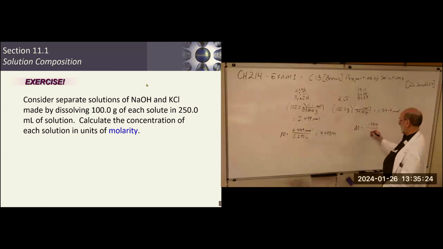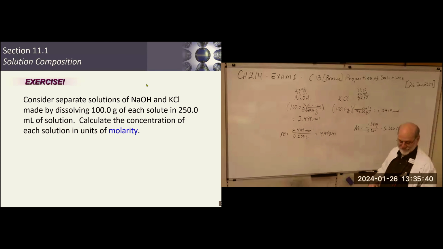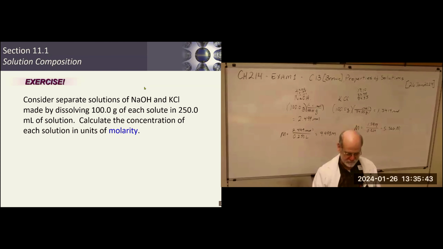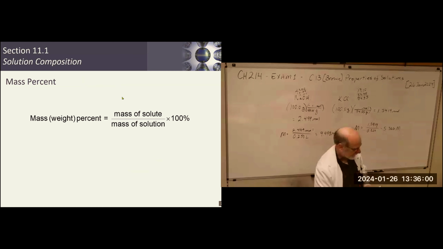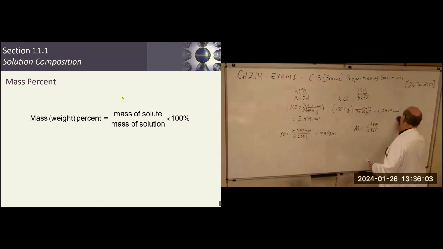1.3414 divided by 0.250. 5.366 molar. Okay. So we have the same mass, different molarity. Okay, they rounded it off to pretty significant figures. I don't know why, because we're allowed 4. 5.37. Okay, close enough. All right. That's molarity.